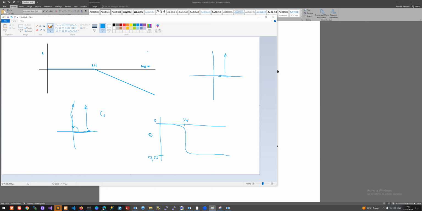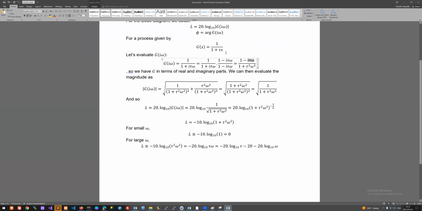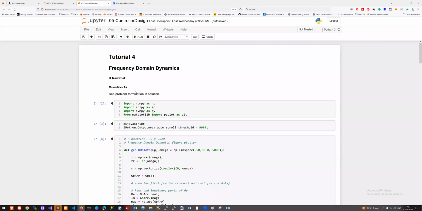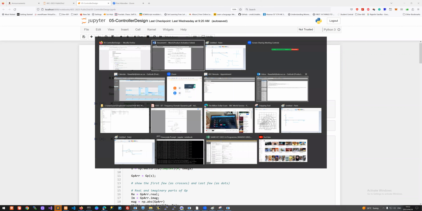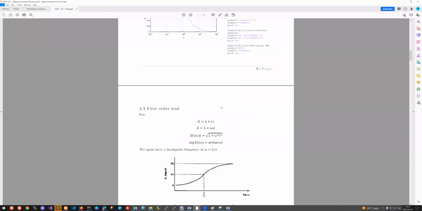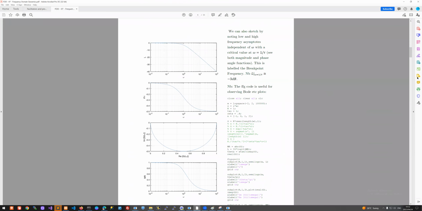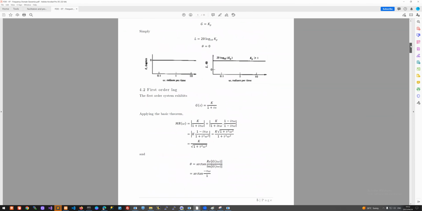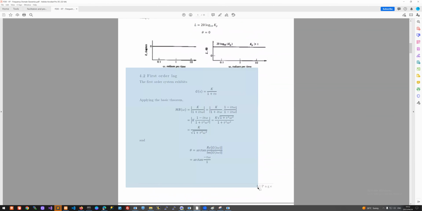Okay, so that's what we can get for 1 over 1 plus tau s. And then we can do a similar thing for just 1 plus tau s. So this was a so-called first order lag. So that's what we've talked about here.